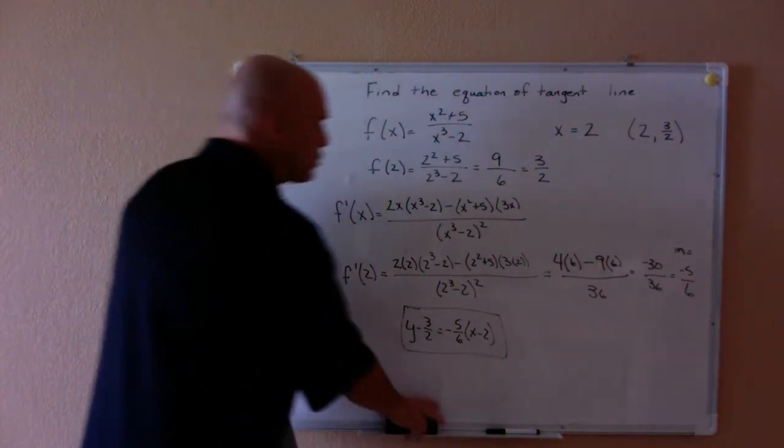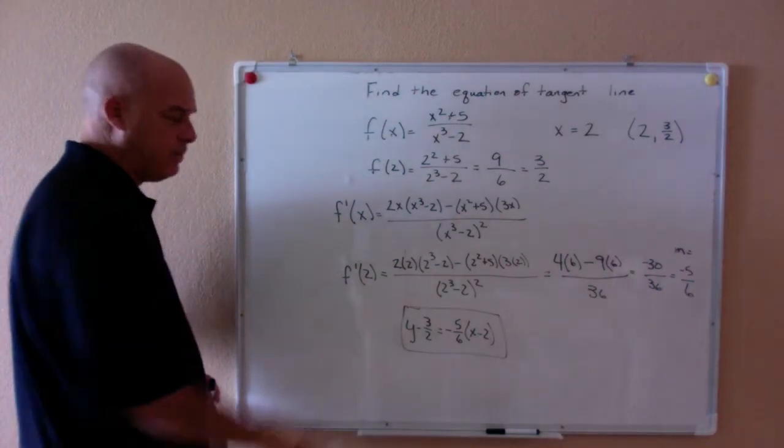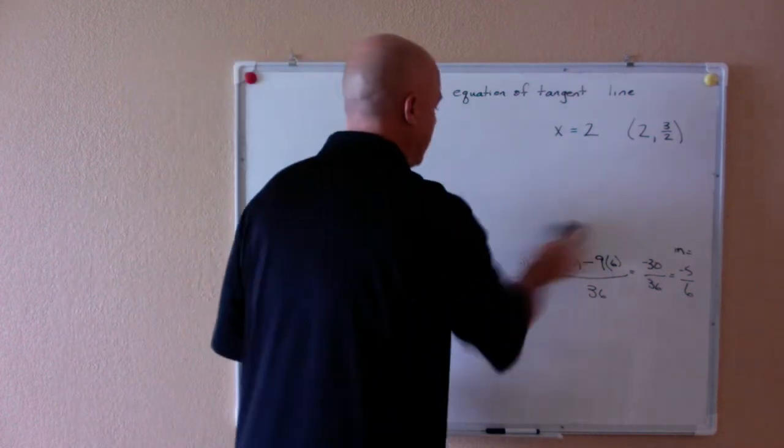So that's the first one we're going to look at. We found the equation of the tangent line at x equals 2 for this function here. Let's try another one here. This one's going to be a little bit more complicated.